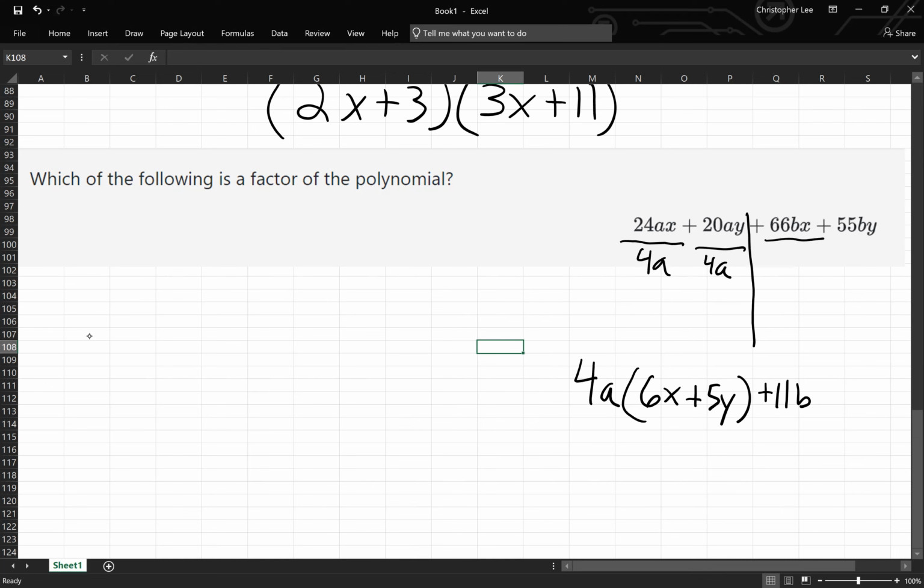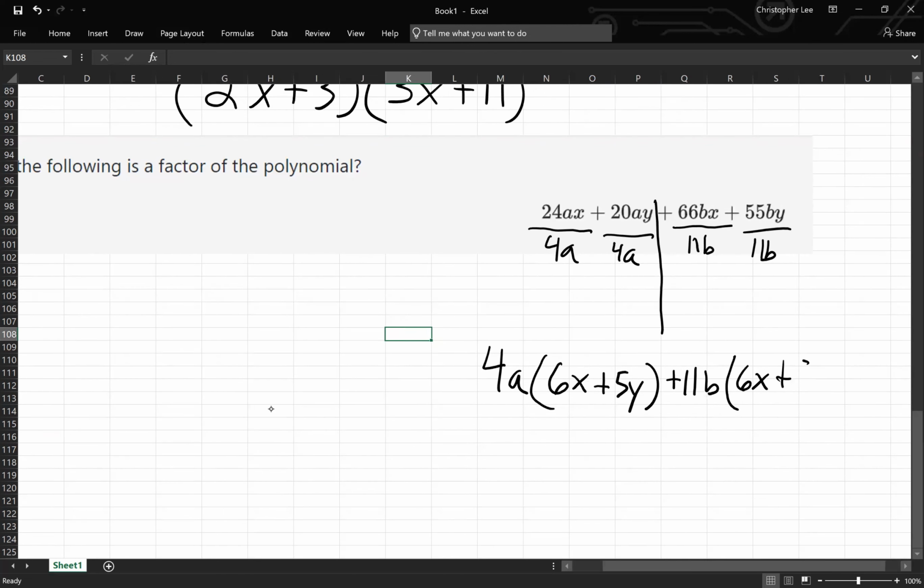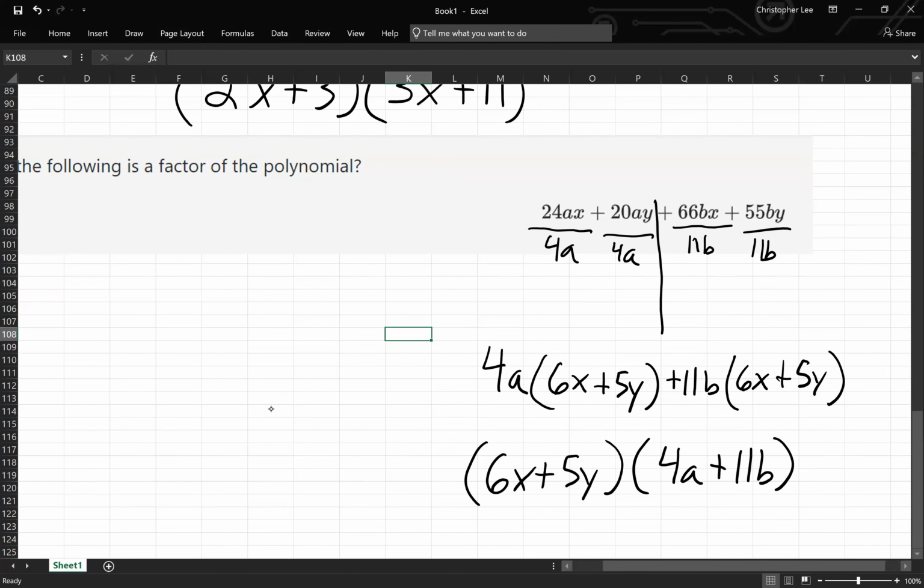Remember when you factor out 11b, it's like you're dividing by 11b. So 66bx divided by 11b is what? 6x, very good. And 55by divided by 11b is what? Plus 5y, right? After that, greatest common factor out. This is 6x plus 5y. And then whatever's left over, write that together. So 4a plus 11b. And that's it.